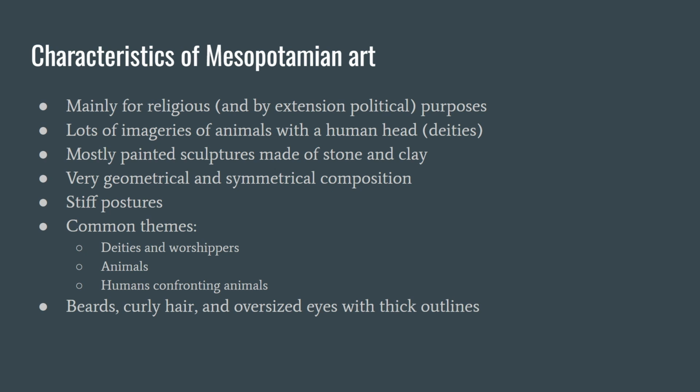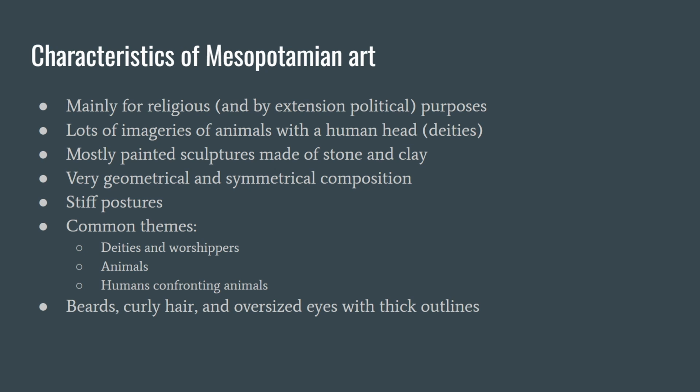So they have very stiff postures. They also don't have much perspective. We'll be talking about linear perspective later on when we talk about the Renaissance. But for now, you won't see much, if any, linear perspective. So common themes are deities, meaning gods and goddesses, and their worshippers.